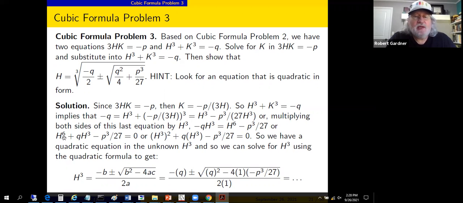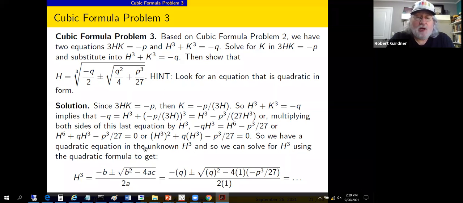Notice h to the 6th is h cubed squared. We've got an h cubed here as well, so we can treat this as h cubed squared plus q h cubed minus p cubed over 27. That's a quadratic where the unknown is h cubed. All right, cover up what's in the parentheses here. We've got unknown squared plus q times unknown, the constant, set equal to 0. It's a quadratic in the unknown h cubed.